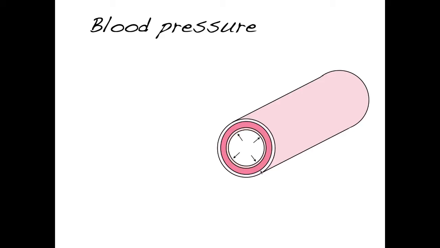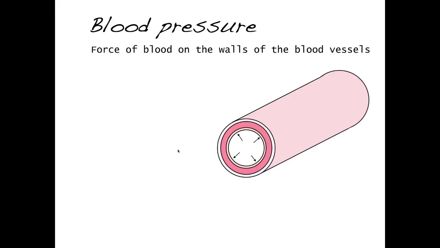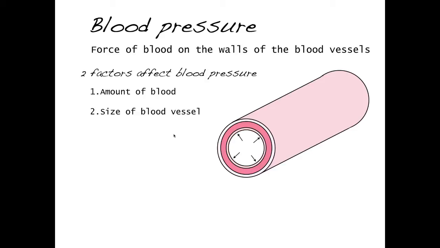Here, I've got a small artery, or what we call an arteriole. There's going to be blood passing through it. Blood pressure is the force of blood on the walls of the blood vessel. So as blood passes through this artery, there's going to be pressure exerted on the wall. And if you think about it, there's really two factors that affect blood pressure. And I'm simplifying here, but really two main factors.